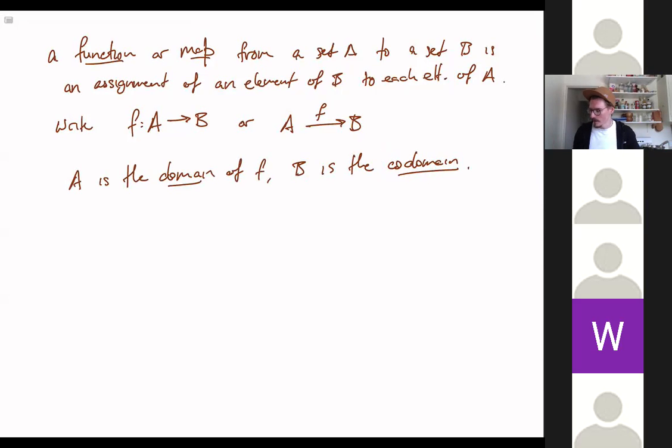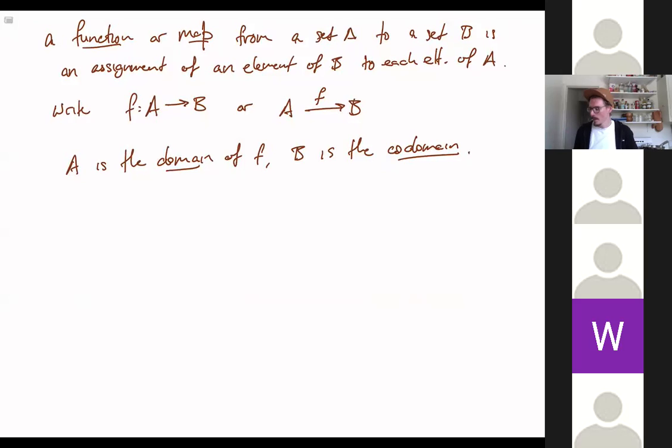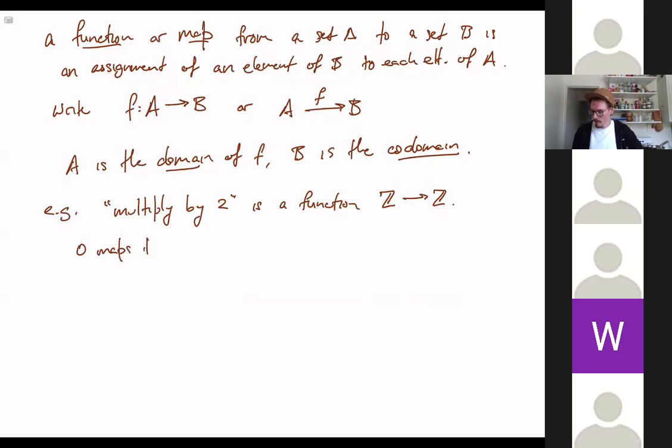So let's get into some examples already. There are a lot more definitions that I want to make about functions, so let's take this for now and do some examples. Multiply by 2 is an example of a function. Let's say it's a function from the integers to the integers. So for example, 0 maps to 0. What do I mean by this?